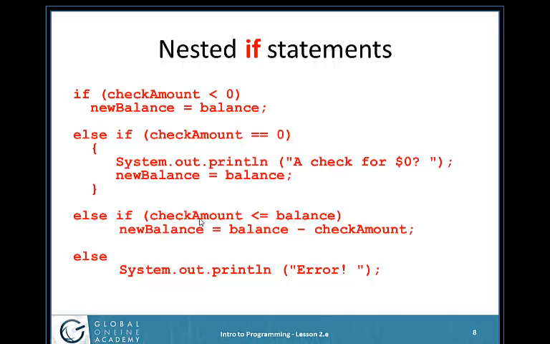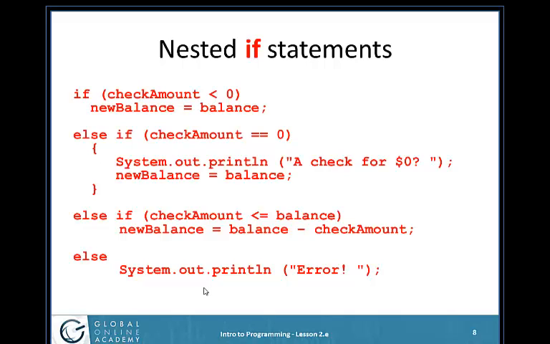But if neither of those were true, then we do the next test. If the check amount is less than or equal to the balance, subtract the check amount. And finally, this last else, we only do if all three of the previous tests were failed. And we'll just print out error. Notice for each one of these, I can either have a single statement or multiple statements within braces. I can pick and choose however I want.